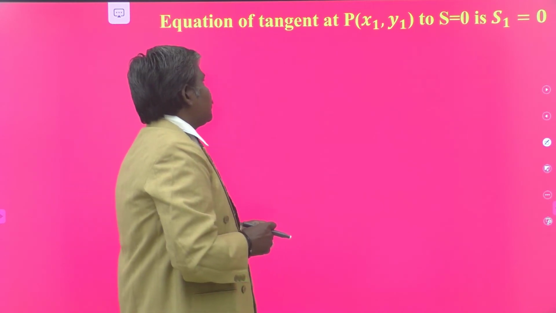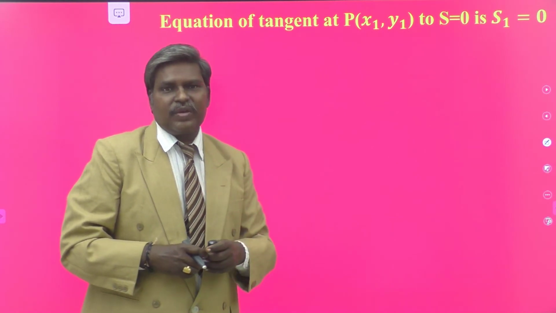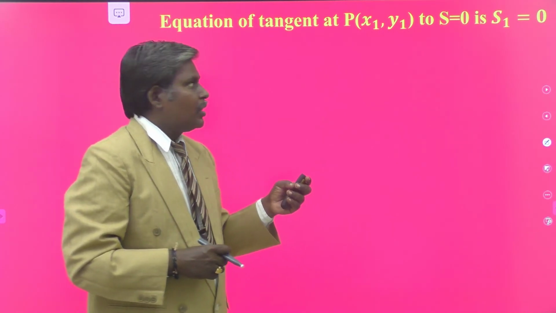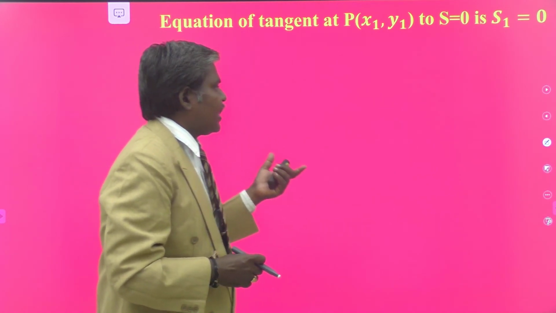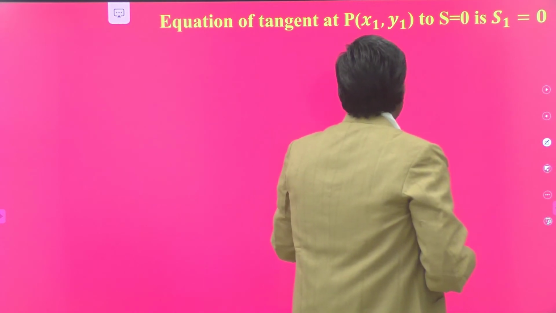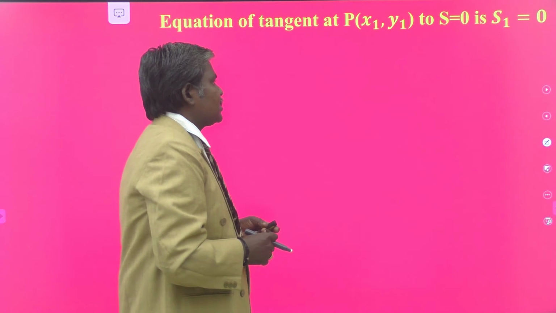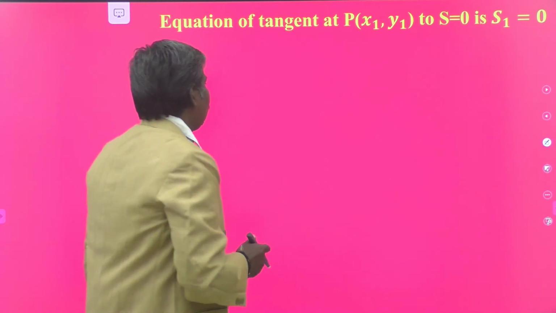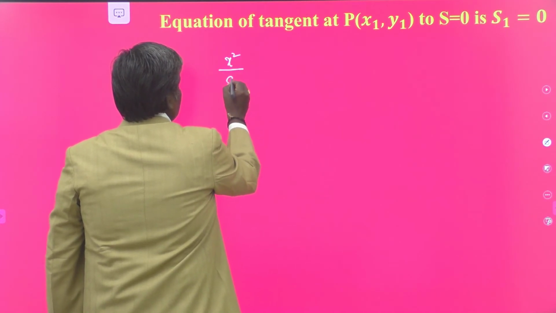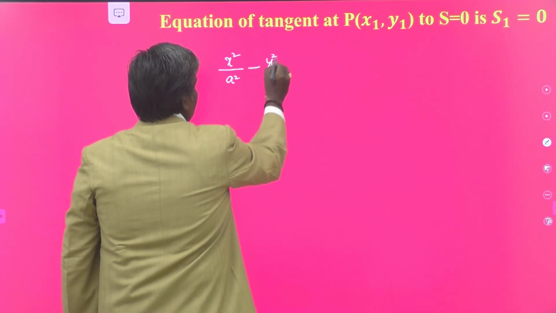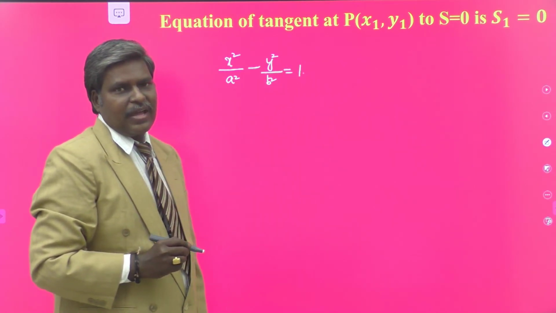Now, let us see the equation of tangent at P(x1, y1) to S equal to 0, which is S1 equals to 0. After writing the general equation of the ellipse, let us do the particular tangents. The particular tangent at P(x1, y1) to the hyperbola S equal to 0 is what, my dears? S1 is equals to 0. So, what is the equation of S? x square by a square minus y square by b square is equal to 1. This is the equation of hyperbola.